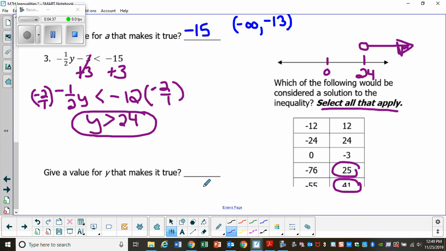So give a value for y that makes it true. You could have said 25 or 41, or why not any other number in that solution set, such as 30.